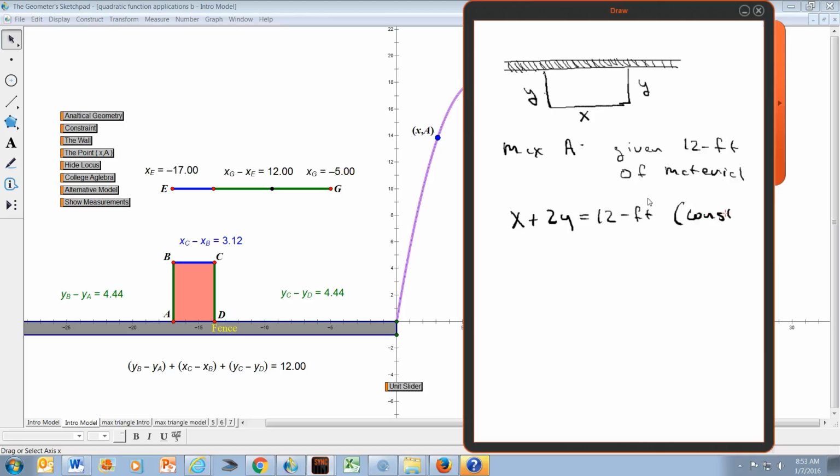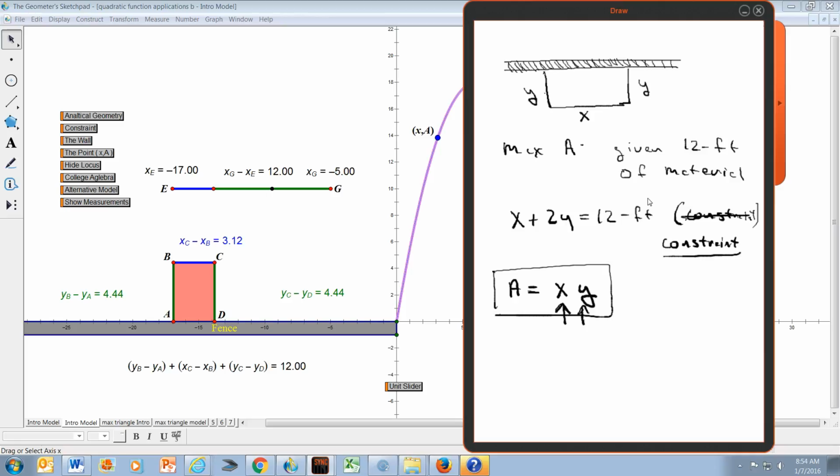This is referred to as the constraint. Let me respell that. It's the limitation. We only have so much material to use. And then our area of that rectangle would be, the length would be x, the width would be y. What's the problem with this? It has 2 independent variables. So what do we need to do? We need to get rid of one of those variables.